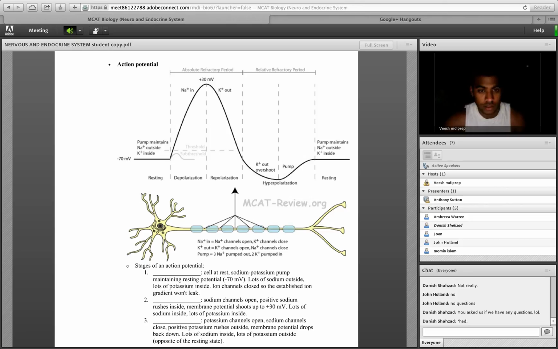Okay, so that is the action potential. Scroll down a little bit.